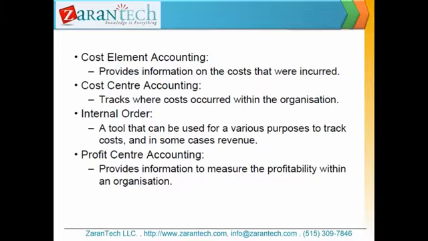So in controlling there are different objects. One is cost element objects. There are two types of cost elements: primary cost elements and secondary cost elements. Then cost center accounting, internal order, profit center accounting. Then you have product costing and profitability analysis.